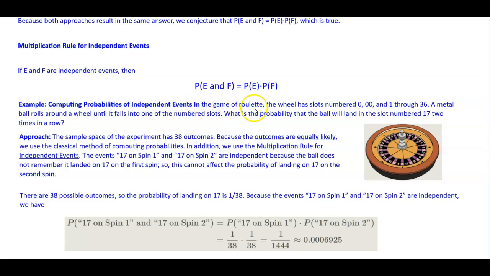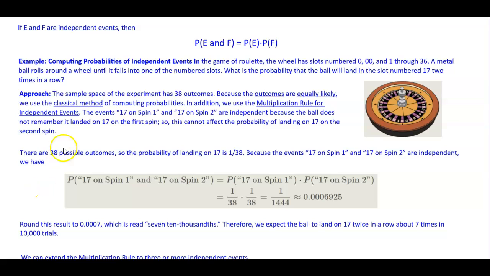Now, in the game of roulette, the wheel has slots numbered 0, 00, and 1 through 36. Now, a metal ball rolls around a wheel until it falls into one of the numbered slots. What is the probability that the ball will land in the slot numbered 17 2 times in a row? Now, let's take a look at the approach. The sample space of the experiment has 38 outcomes because we have 36 plus the 0 and the 00. So that means we have 38 outcomes.